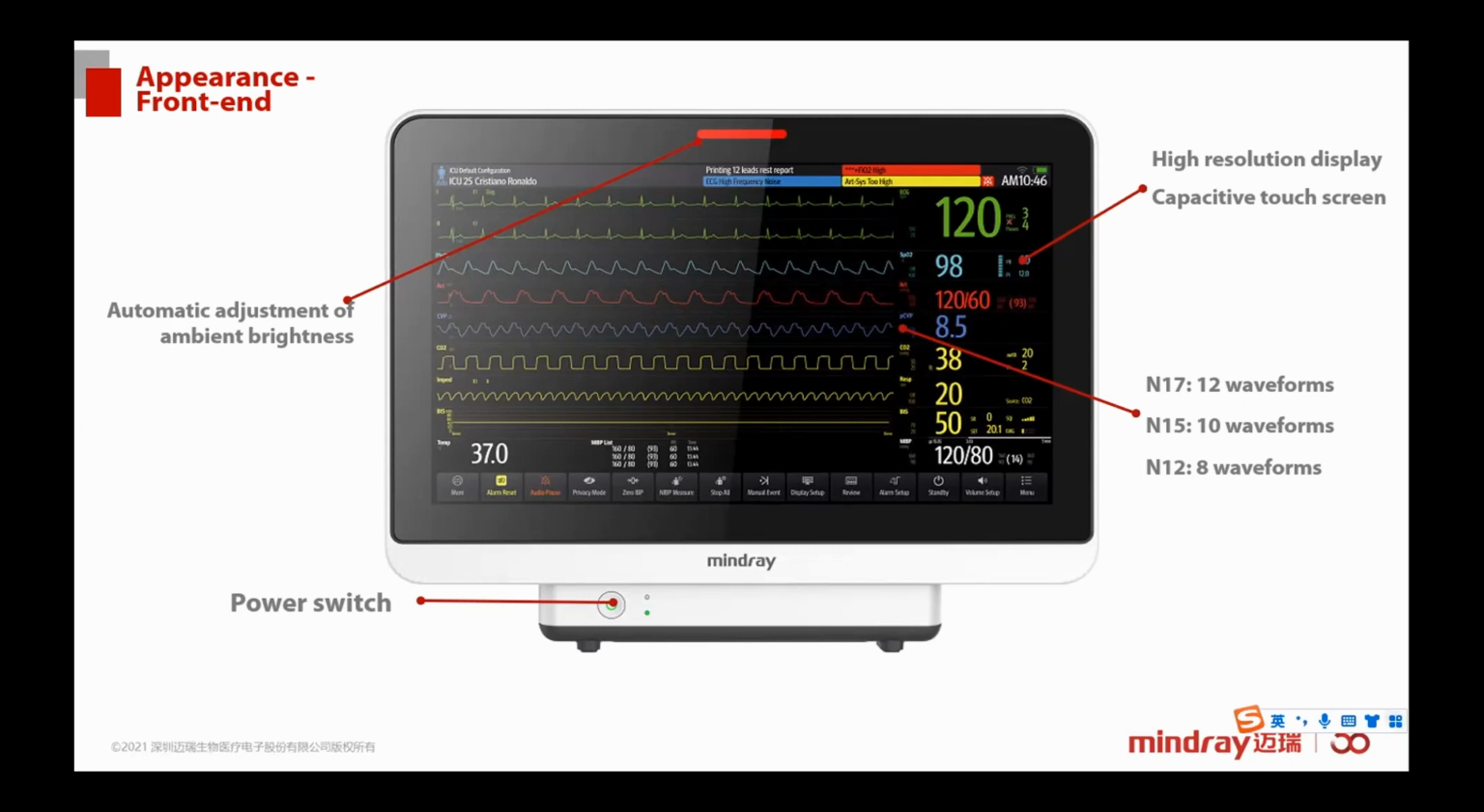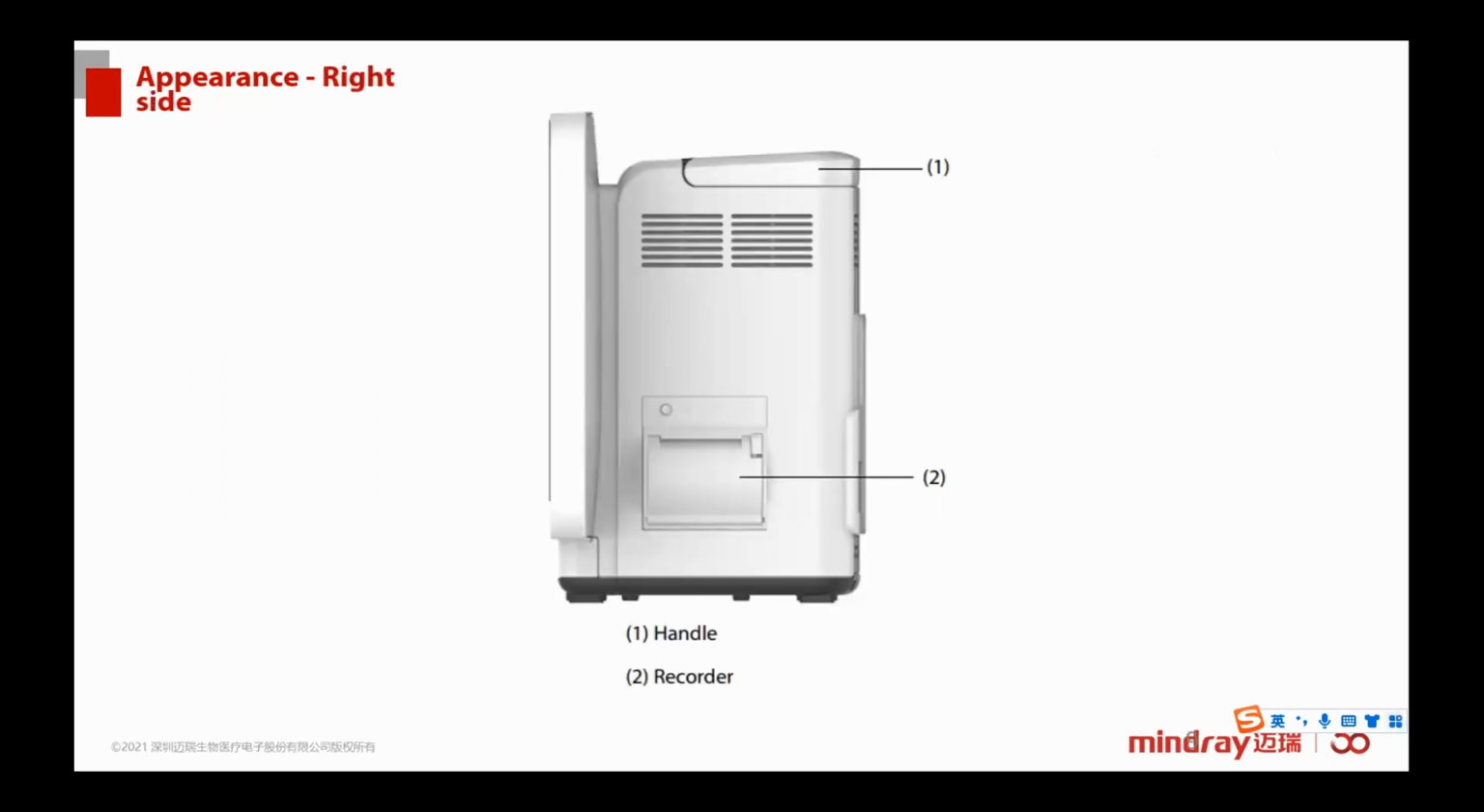And at the bottom of the front view, we have a power switch key, and also we have 2 indicators. One is the AC power indicator. The second one is the battery indicator. On the left view, it's very simple. We have a handle which can help you to easily transfer our monitor. And also we have a thermal recorder, which is a 50 millimeter thermal recorder, so you can print the waveform and the report directly.